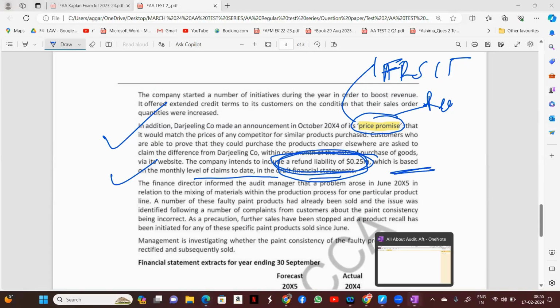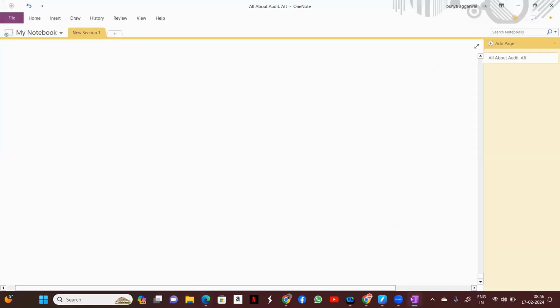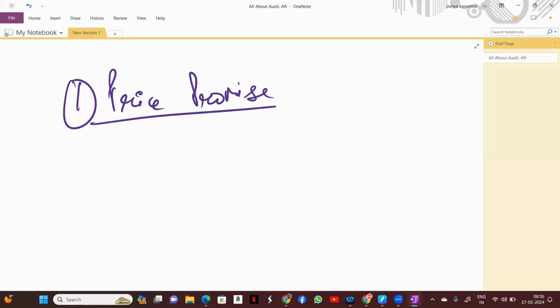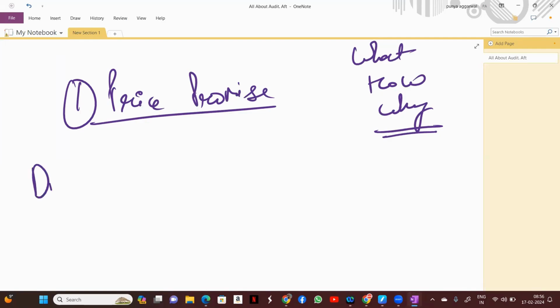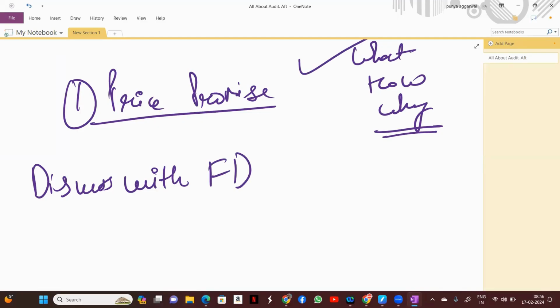So let's draft this here. First is related to price promise. You do not have to write this, I'm just writing it down for you to understand. Now you can write. Firstly, again, three questions: what, how, and why. So you can discuss maybe with the finance director. What is done, how are you going to discuss?